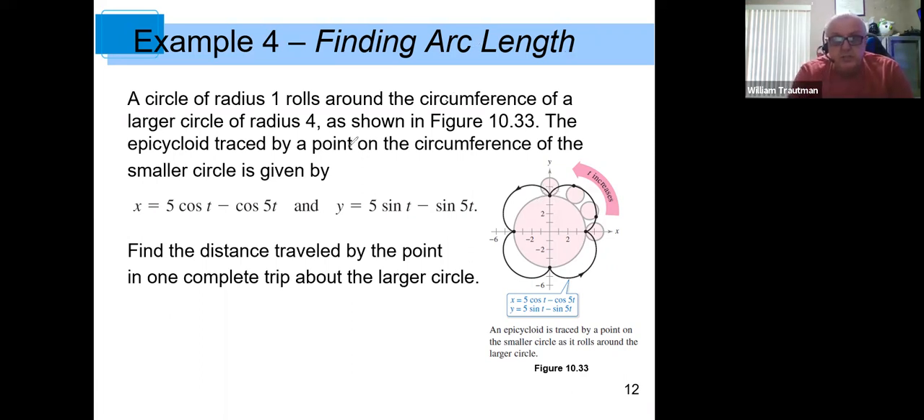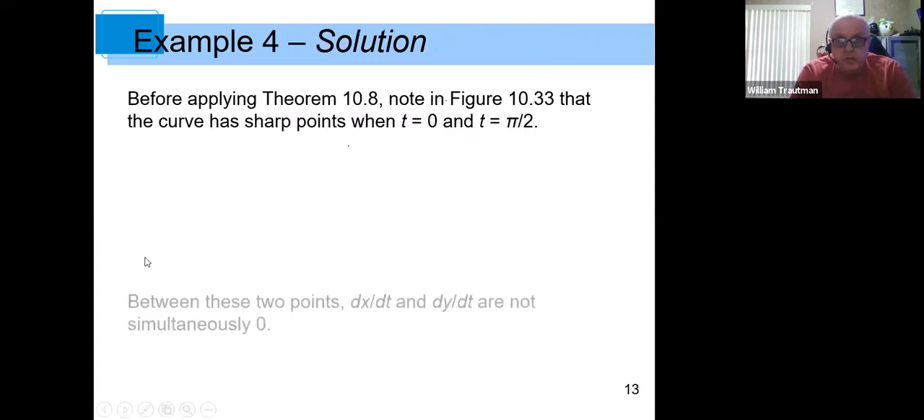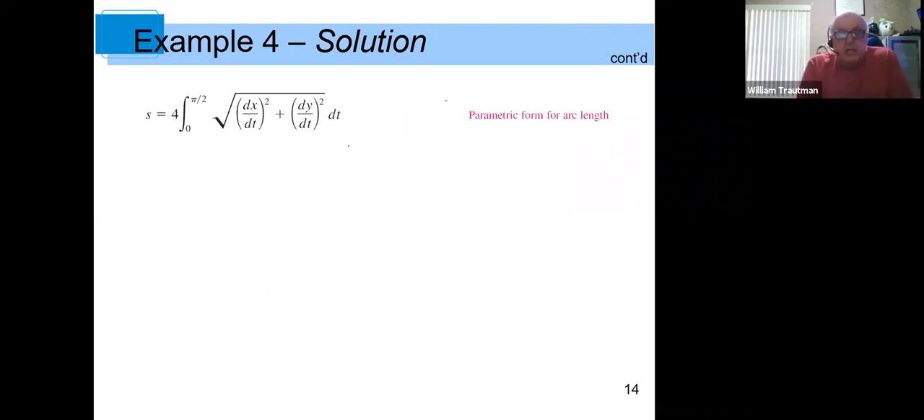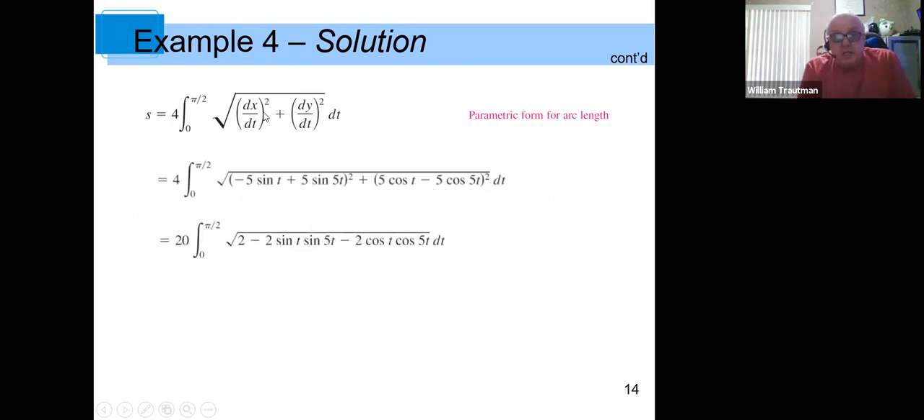All right, so that's what they do. And so once again, here's the formula, but we're going to multiply it by 4. So we're going from 0 to pi over 2, instead of 0 to 2 pi, and then multiply it by 4, and it'll go all the way around. It gives the arc length all the way around. All right, so this is what we got for dx, I hope. This is what we got for dy. And each one is squared.